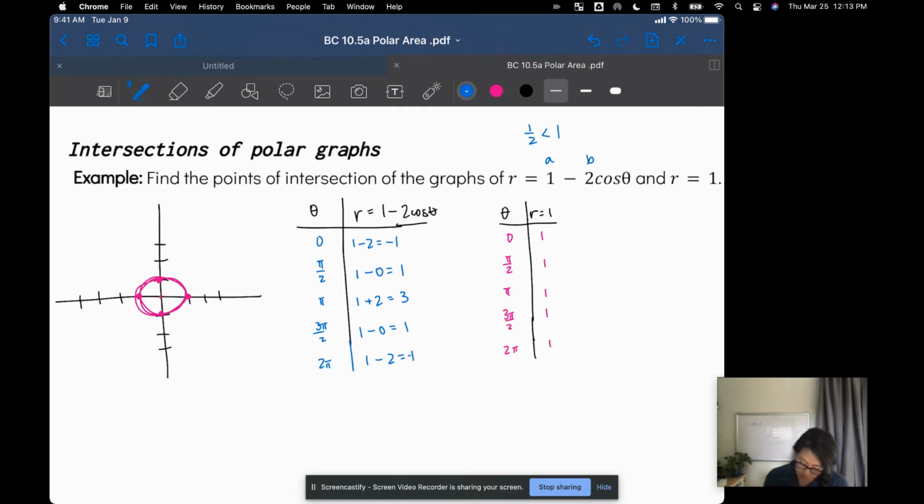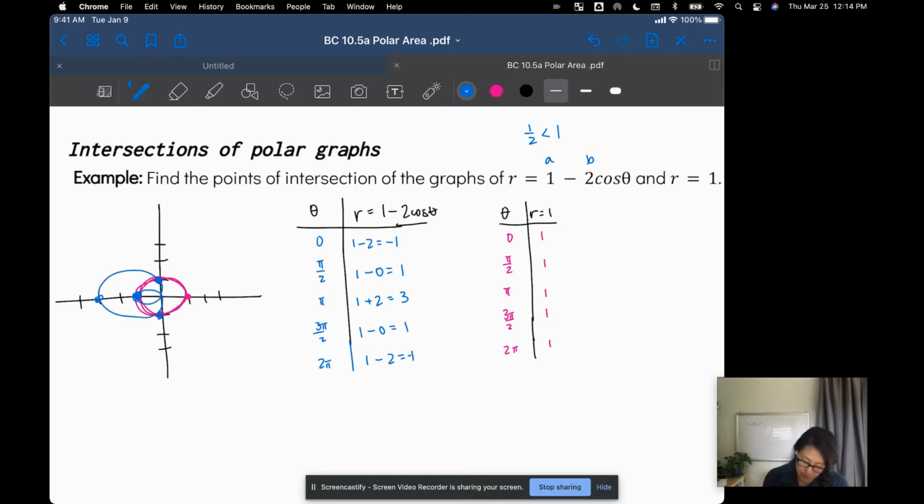So I graph these. At 0, I'm going to go backwards 1 unit. And then at an angle of pi over 2, I go up 1 unit. At an angle of pi, I'm going to go to the left 3 units, 1, 2, 3. And then at 3 pi over 2, down 1 unit. And then I'm just going to sketch this in.